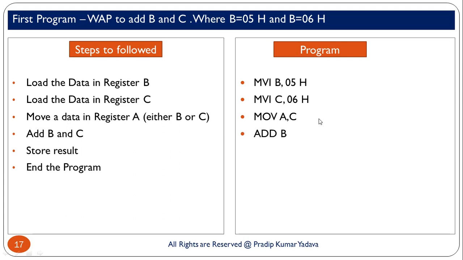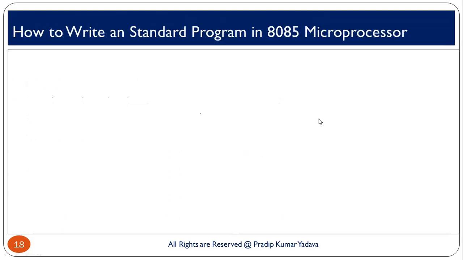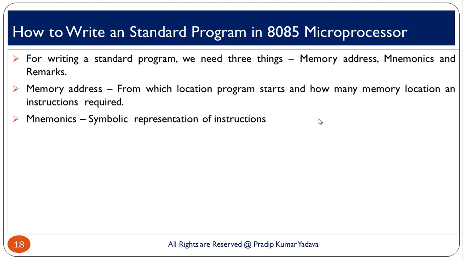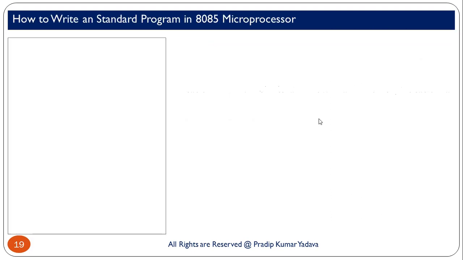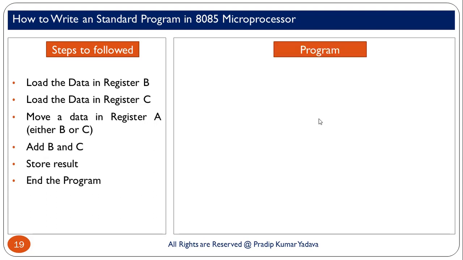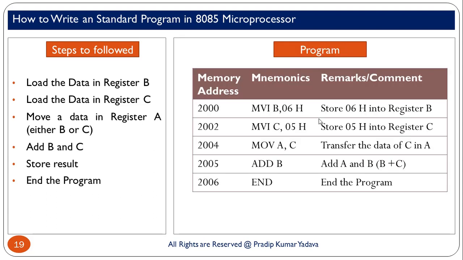Now ADD B means A plus B. Here you can see the data of A is the data of C, so indirectly we are adding B plus C and storing the result. This is the program. When we are talking about a standard program, we require three things: memory address, mnemonics and remarks. Now the same program, and you can see this is a standard way to write a program.